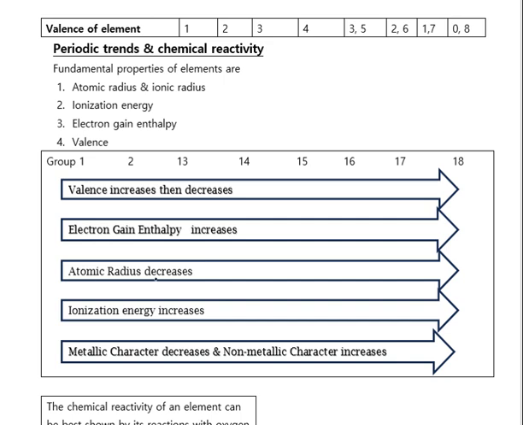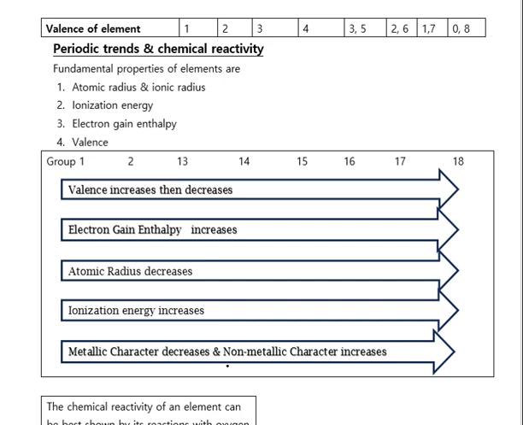Atomic radius and ionic radius decrease from left to right in a period. Ionization energy also increases from left to right. That means the leftmost elements, alkali metals, have the lowest ionization energy, and elements of group 17, that means halogens, have the highest ionization energy. So ionization energy increases from left to right.